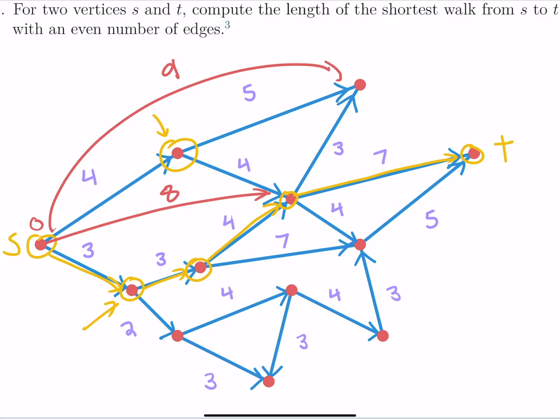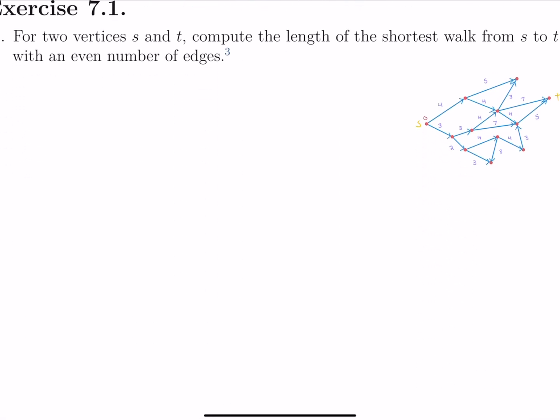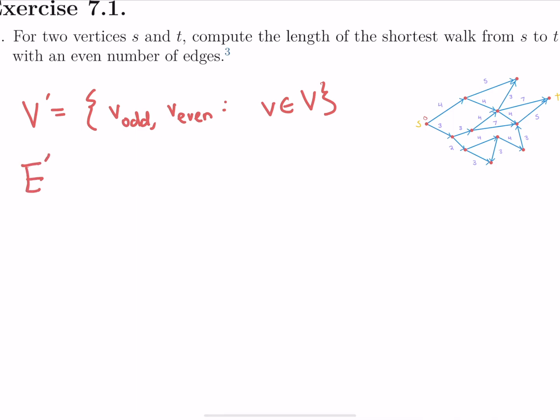Okay, so what we're going to do is make a new graph. I'll call it V prime. For every vertex in the original graph, I'll make 2 copies, V odd and V even. So I'm inventing 2 new vertices for every vertex in the graph. And I'll make a set of edges.